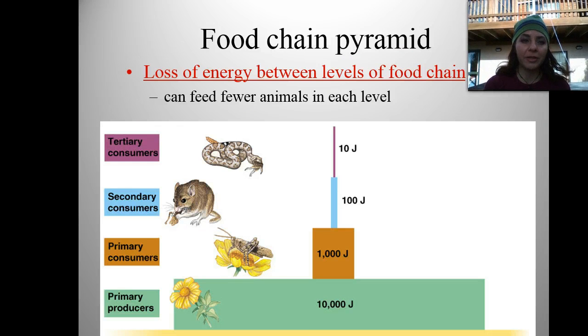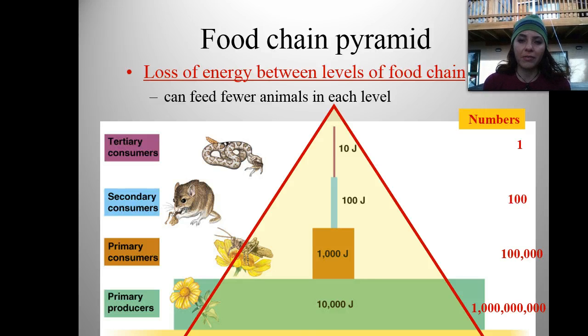So food chain pyramid, again, the loss of energy between levels of a food chain is going to be 90% getting lost and only 10% getting passed up. So if we go with joules, we start off with 1,000,000 joules from the sunlight, which go into 10,000 joules, then 1,000, then 100, then only 10 get passed on to that tertiary consumer.